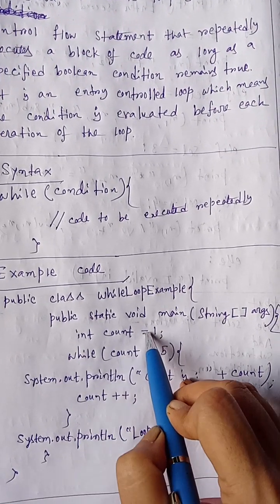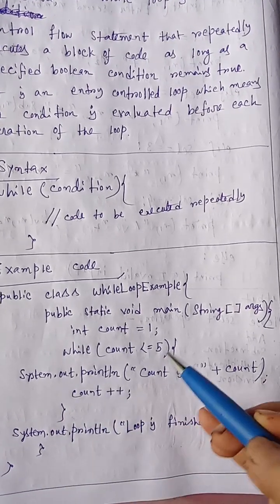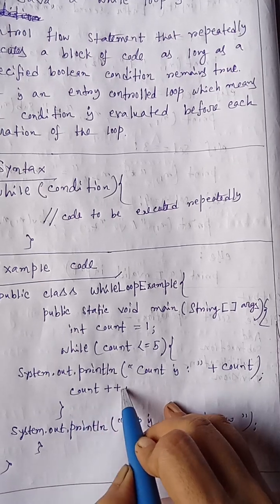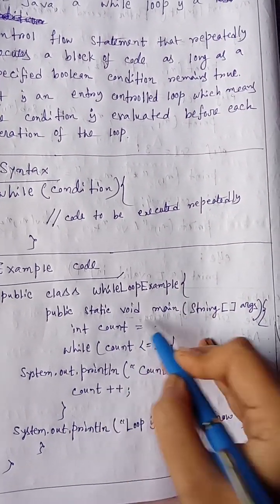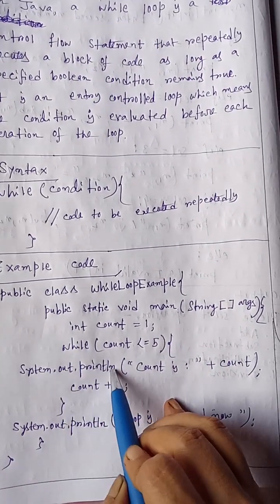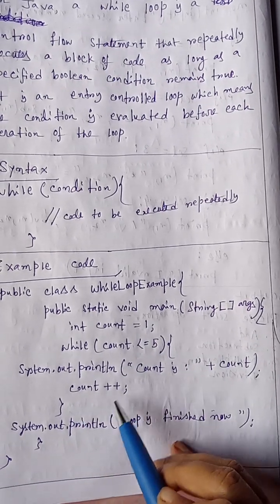So new count is 3. 3 is also less than 5. System.out.println works. Count is 3 and after this line count is incremented by 1. Count becomes 4. Here count is equal to 4. 4 is still less than 5. So the condition is true. System.out.println prints count is equal to 4 and increments count by 1.